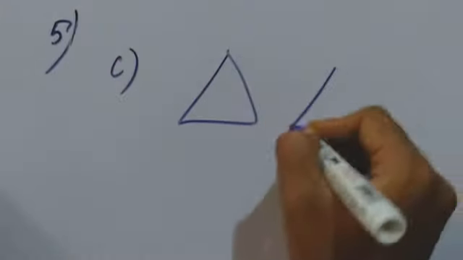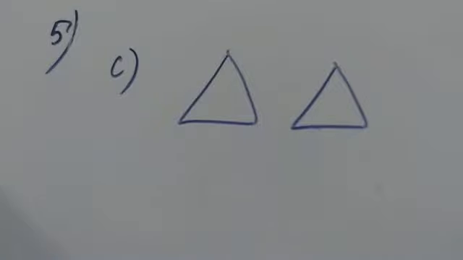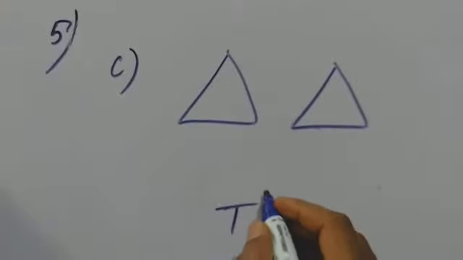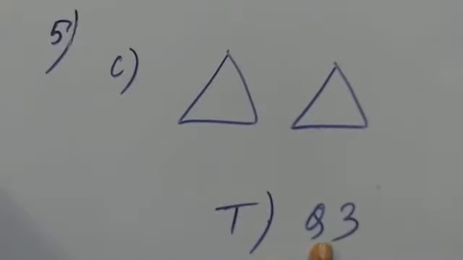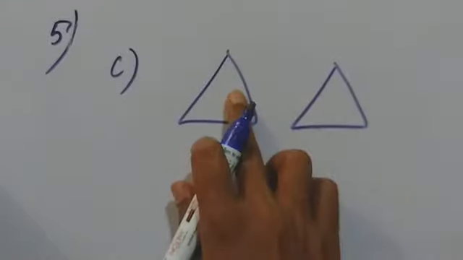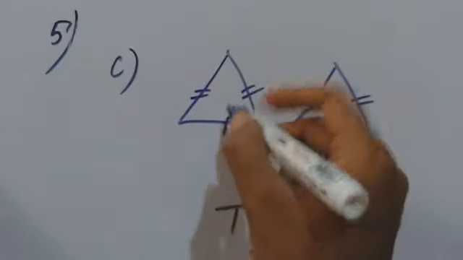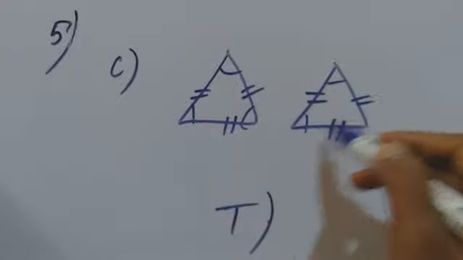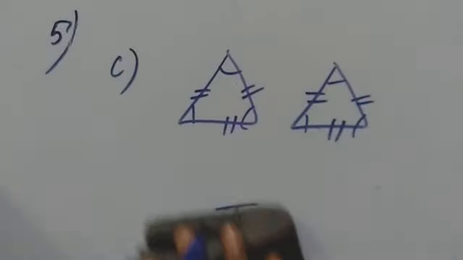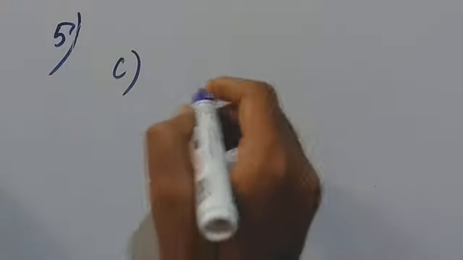Now question number C. If two triangles are congruent, then their corresponding sides are equal. Yes, true. Why is this true? Because we have already done this in question number 3. It means if two triangles are congruent, their sides are equal, and also the three angles are equal. So that's why it will be true. Question number C, true.